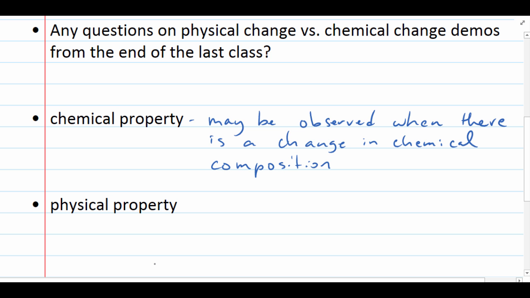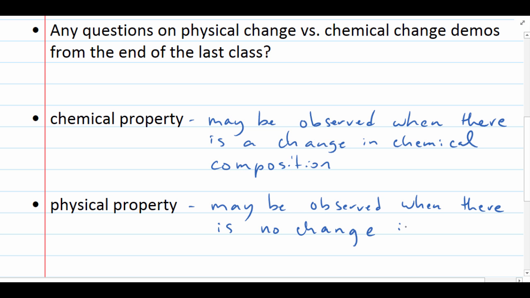So these are properties that may be observed when there's a change in chemical composition. So it's kind of like a chemical change. We have new chemicals at the end compared to what there were at the beginning. And a physical property may be observed when there is no change in chemical composition.